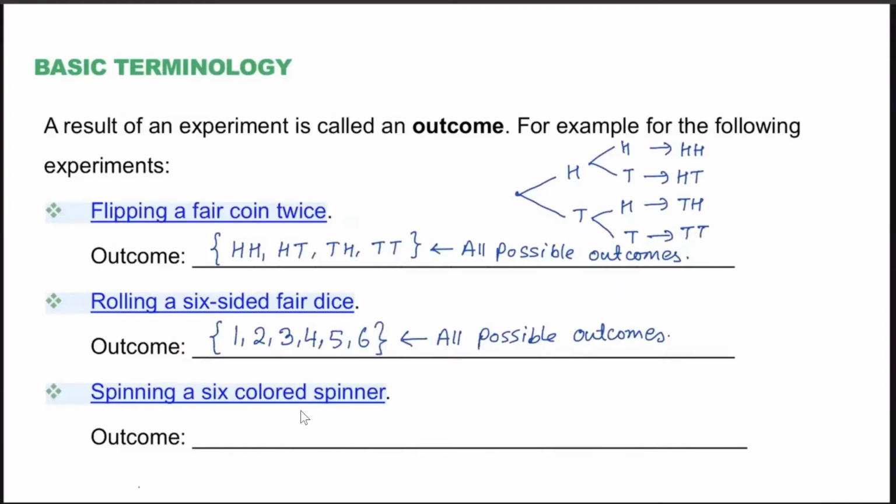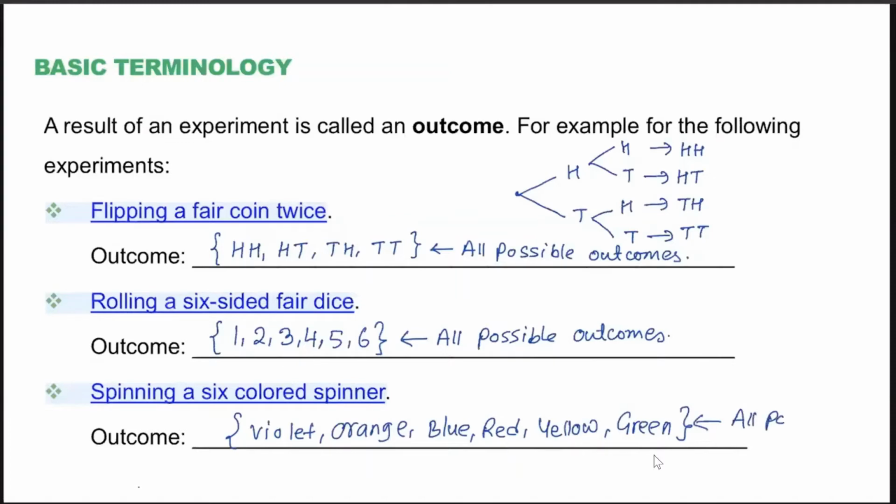What were the colors? Can you remember those colors? Do you know what were there? No idea? We'll go back and check it. So the colors were violet, orange, blue, red, yellow, and green. So these are all possible outcomes.